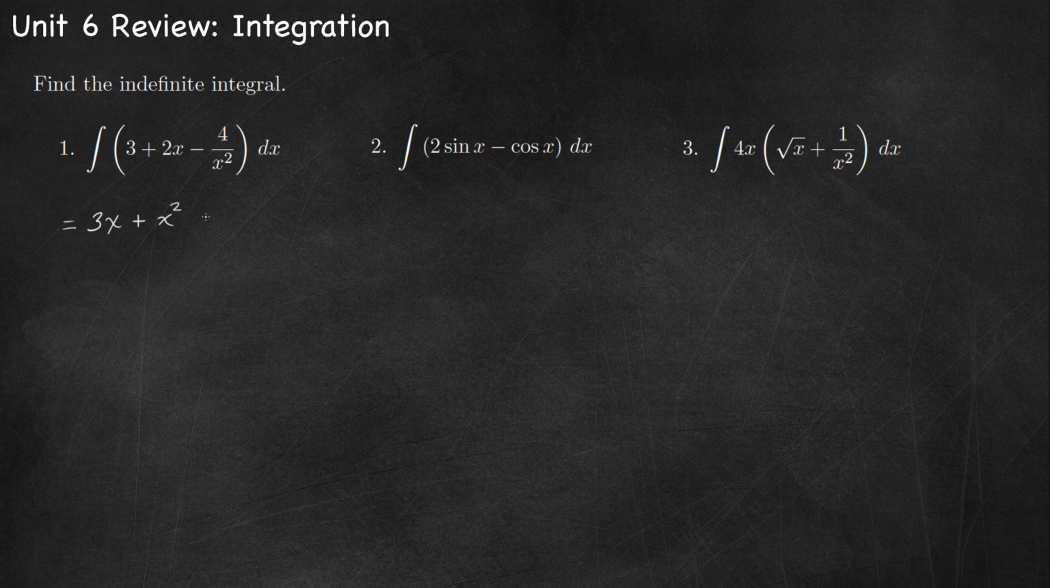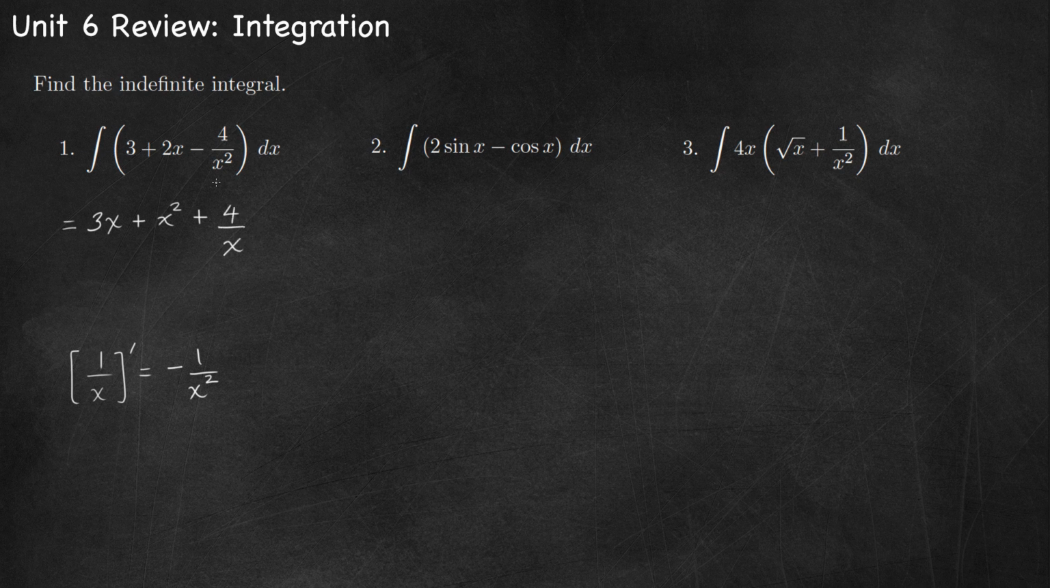just x squared. And then for the next one, if you've memorized that the derivative of 1 over x is negative 1 over x squared, that's really similar to what we're trying to integrate here. The only difference is ours is multiplied by 4. So this is going to be plus 4 over x.